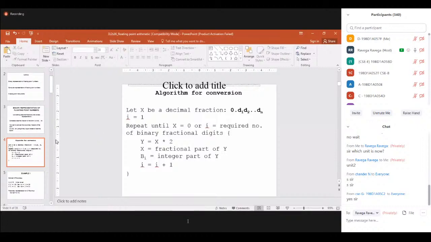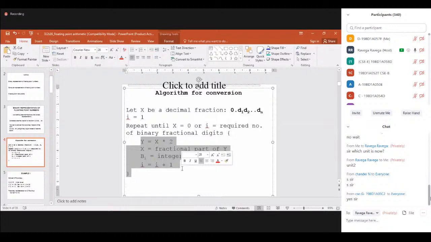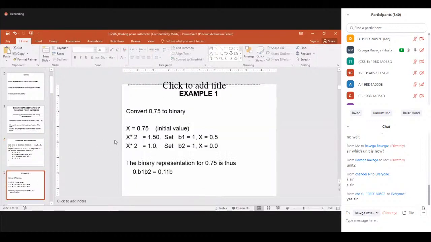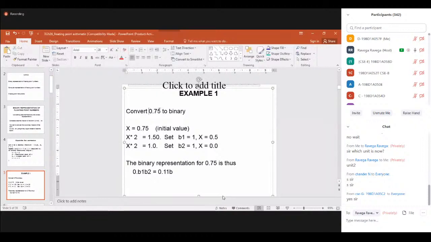Okay. So in the same way, we are going for this particular algorithm. We are going to see an example for this. You are converting 0.75 to binary. So you are taking this number as x. You are saying x equals 0.75, the initial value, and you are saying x into 2. So what is x? 0.75 into 2, that is 1.50, right?